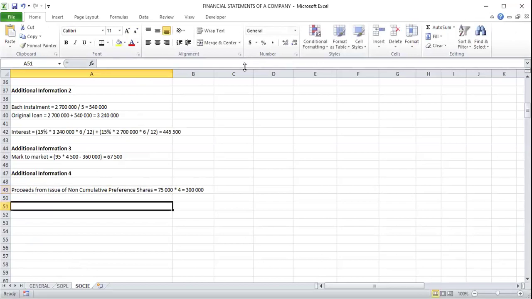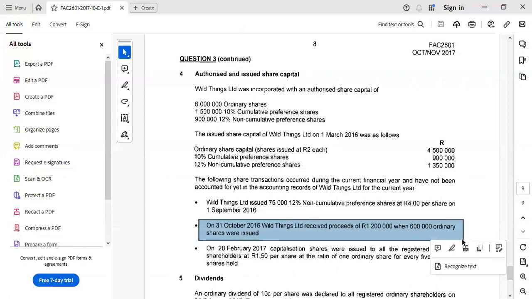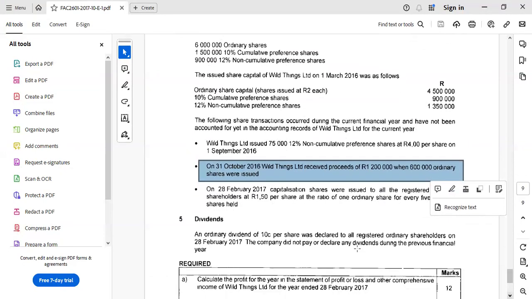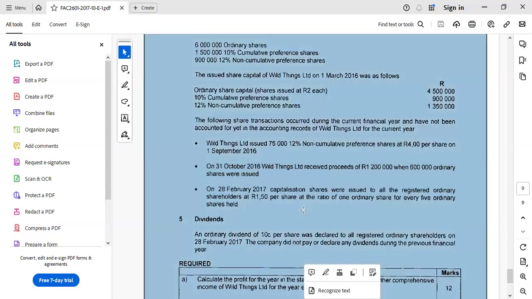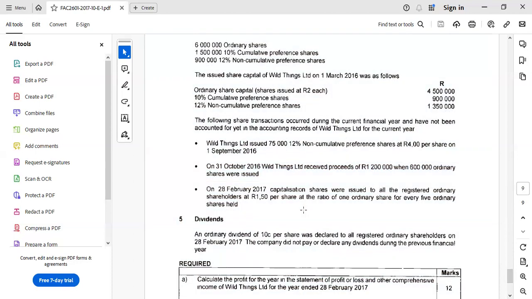Then the next thing. On 31 October, Wild Things received proceeds of 1.2 million when 600,000 ordinary shares were issued. There's no need to calculate them. We are given the proceeds, they are 1.2 million. Then on 28 February 2017, capitalization shares were issued to all the registered ordinary shareholders at 150 per share at the ratio of 1 ordinary share for every 5 ordinary shares.